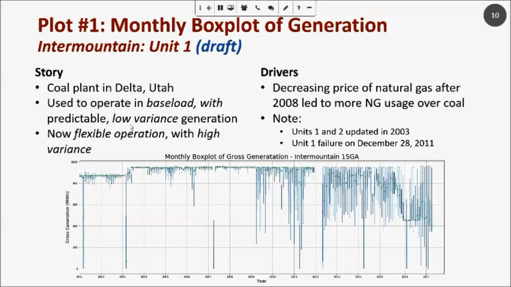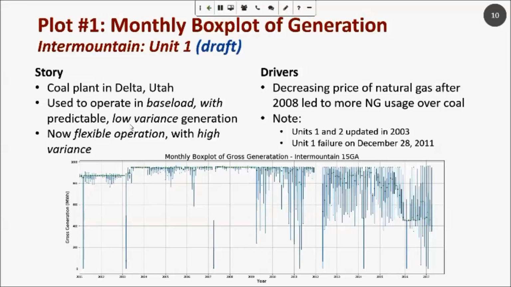First, if you look at 2003, you can see that those green median generation lines form a nice even line, and then it hops up by about 70, 80 megawatt hours, and that is because of an update to Unit 1 that actually expanded its capacity.